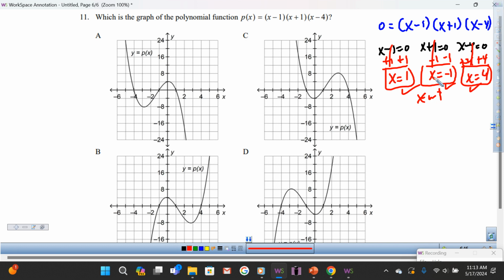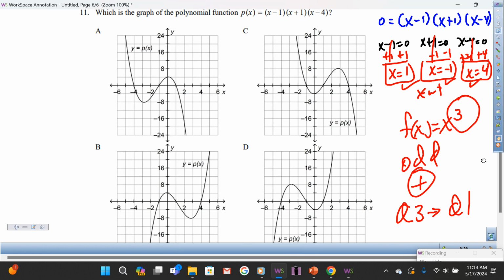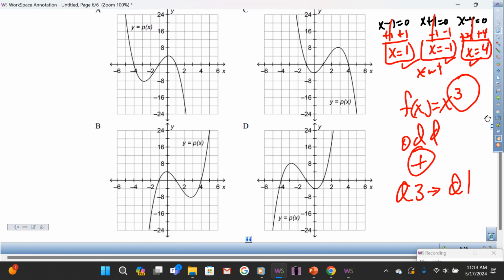Why do we need that, Mr. Q? Well, what is the parent function if it wasn't factored out like that? f of x equals x to the third, because there's 3 of them. So what kind of polynomial is this? It's an odd, and it's a positive. So where shall we start the graph? Quadrant 3, and it ends in quadrant 1. So let's look at those graphs. Which one starts at 3 and which one ends at 1? B and D. So not this one and not this one.